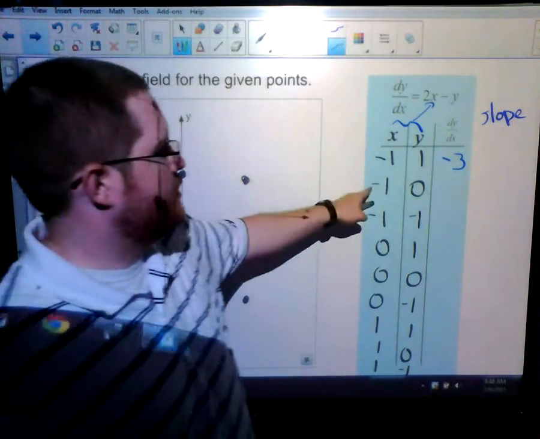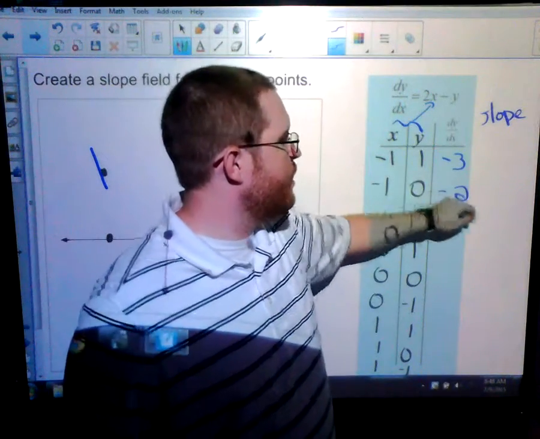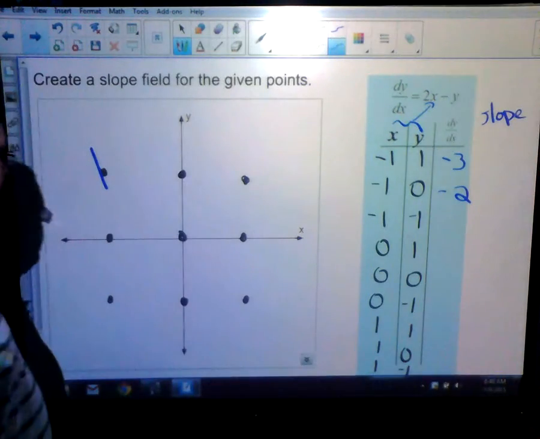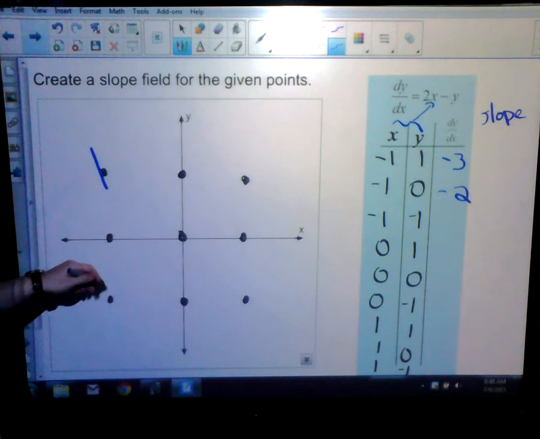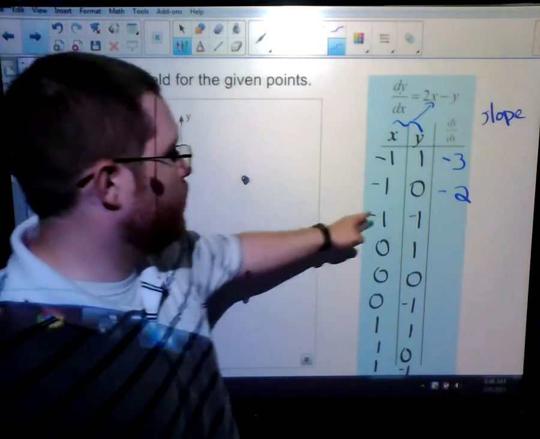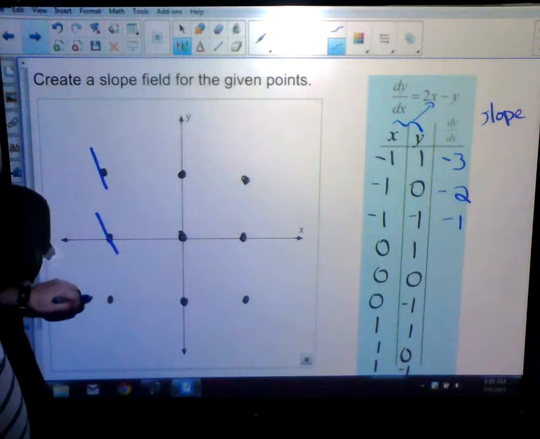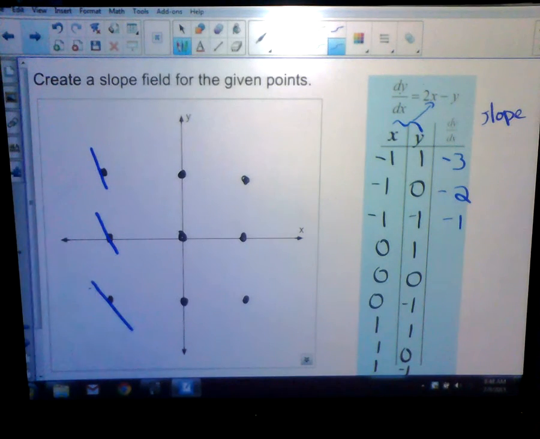How about this point? If you plug in (-1, 0), you get a slope of -2. So at the point (-1, 0), I have a slope of -2. It's still going down, but it's not quite as steep. How about at (-1, -1)? I have a slope of -1. That's still going down, but it's on a 45-degree angle. So these 3 slopes are all going down, but they're getting less steep.